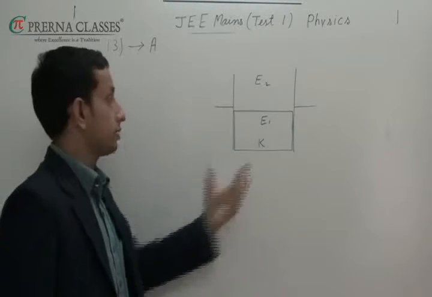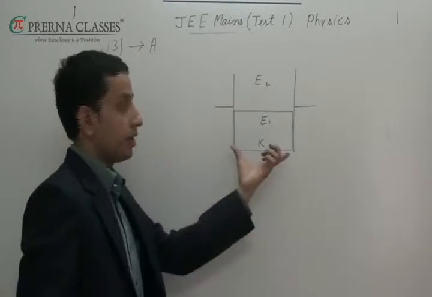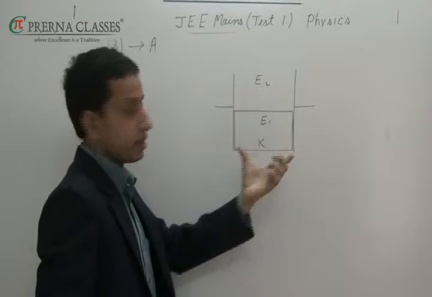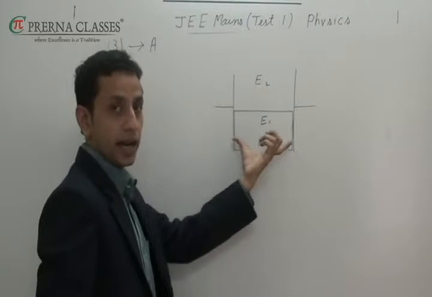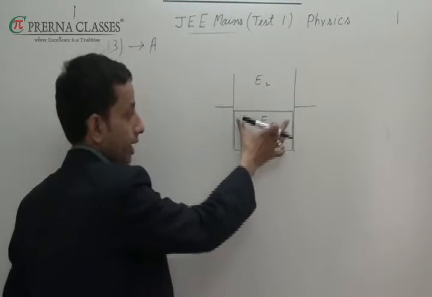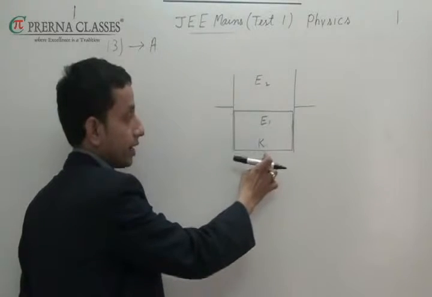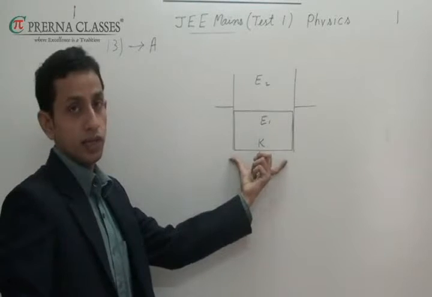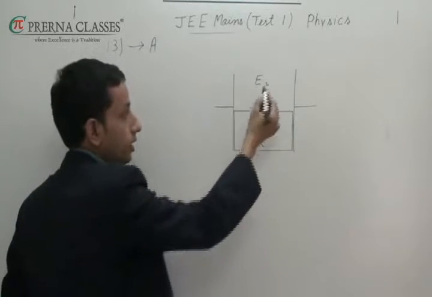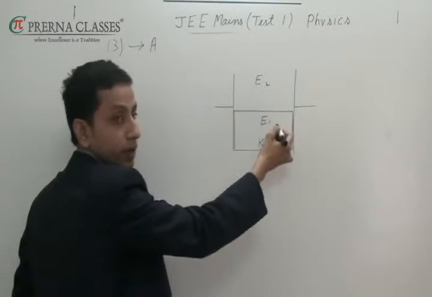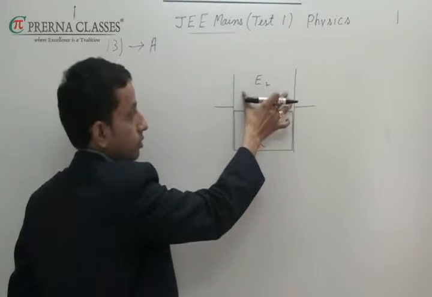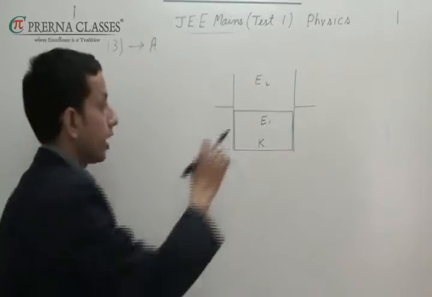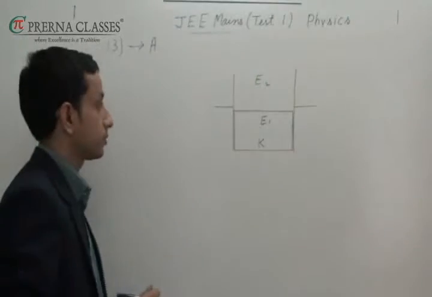Come to question number 13. In this question we have been given a capacitor which is initially charged, then disconnected from the cell and isolated. Now a dielectric slab of dielectric constant K is inserted between the plates as shown in the diagram. The field in the dielectric is given as E1 and the field in the air between the plates is E2, and we have to find the relation between these two fields.